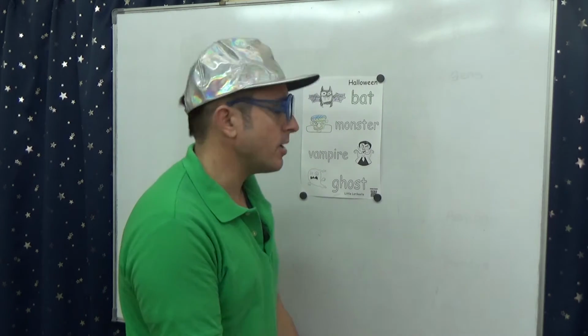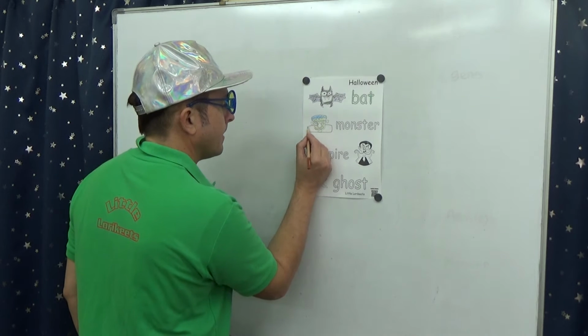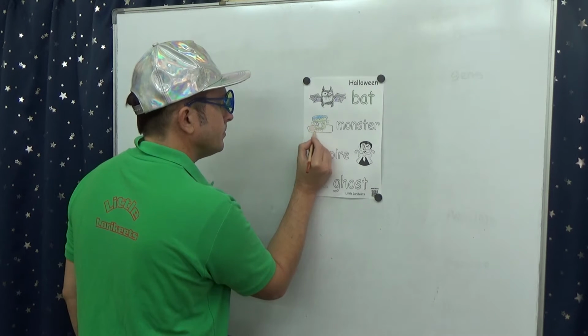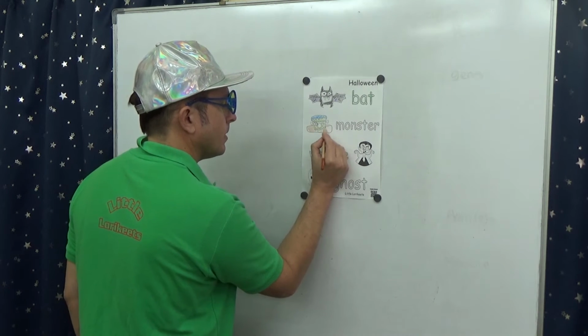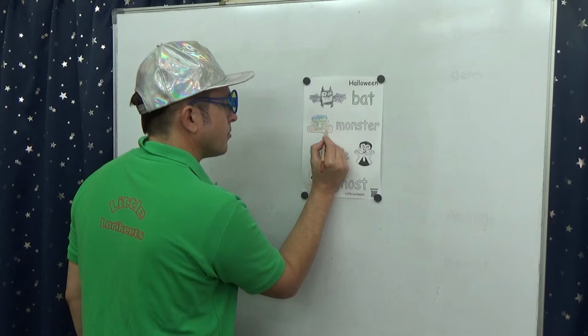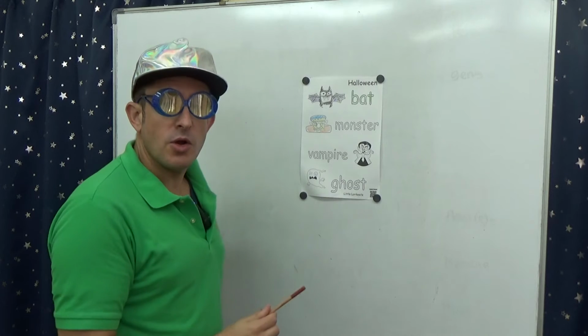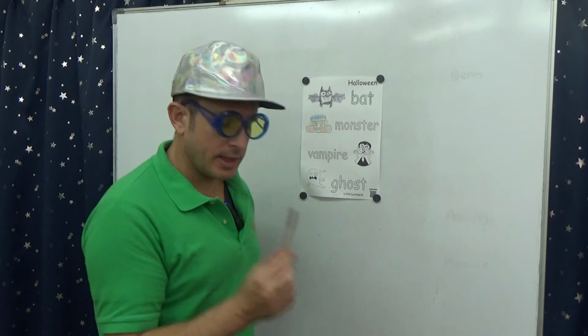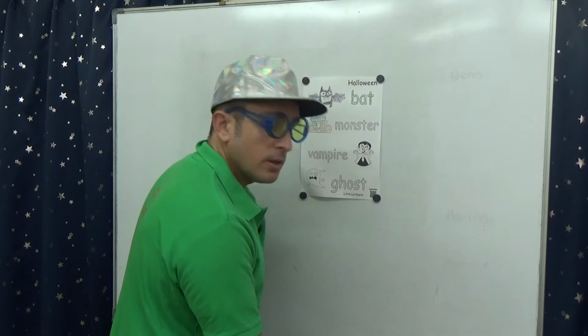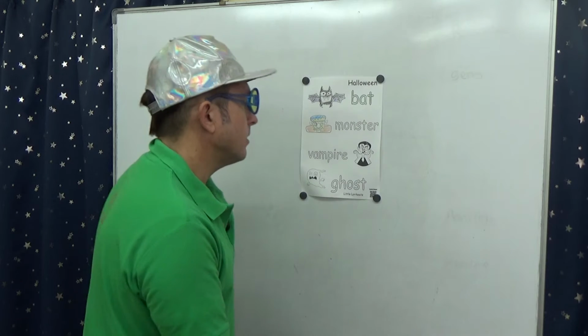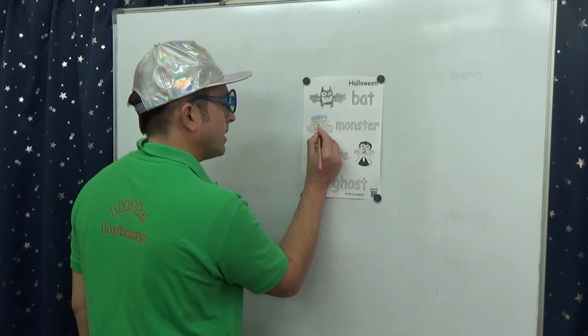Brown. You think brown? Okay, let's color it brown. Frankenstein's clothes will be brown. Oh, I've just noticed that his nose is still white. What should we color his nose? Pink, you think? Okay, let's color it in pink.